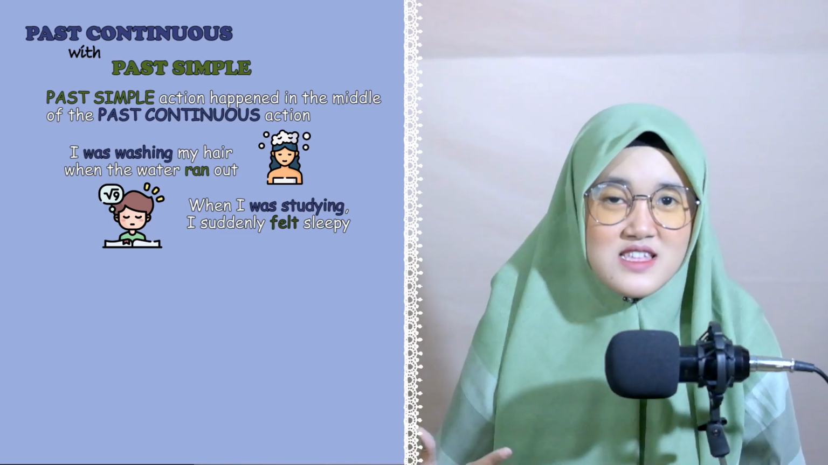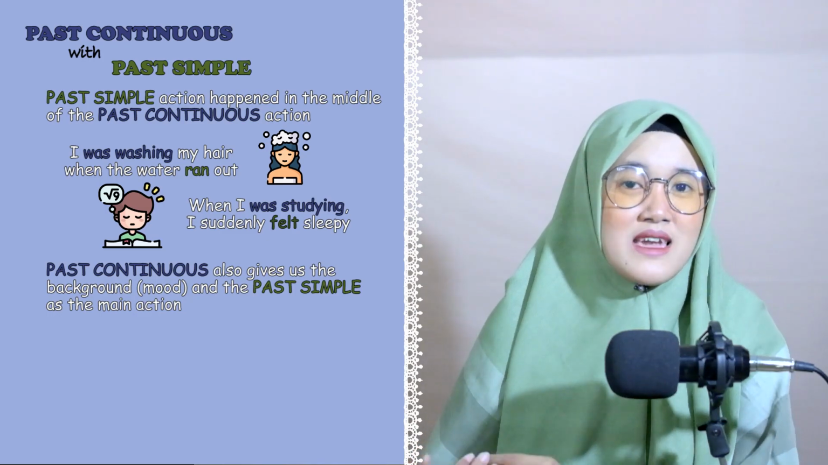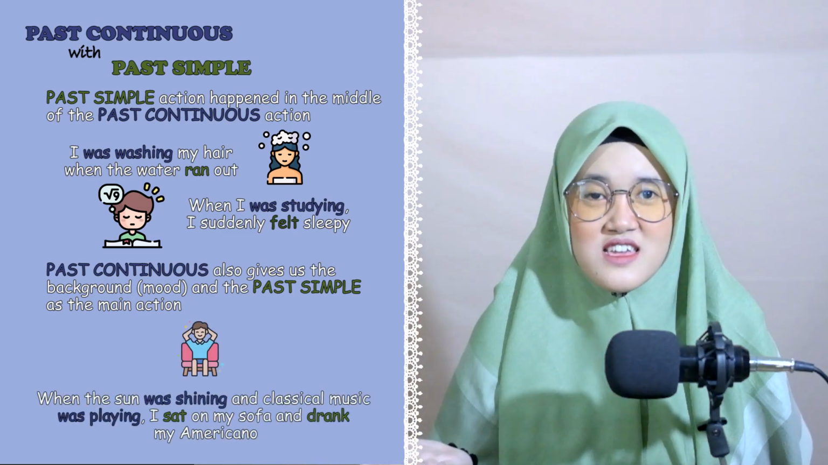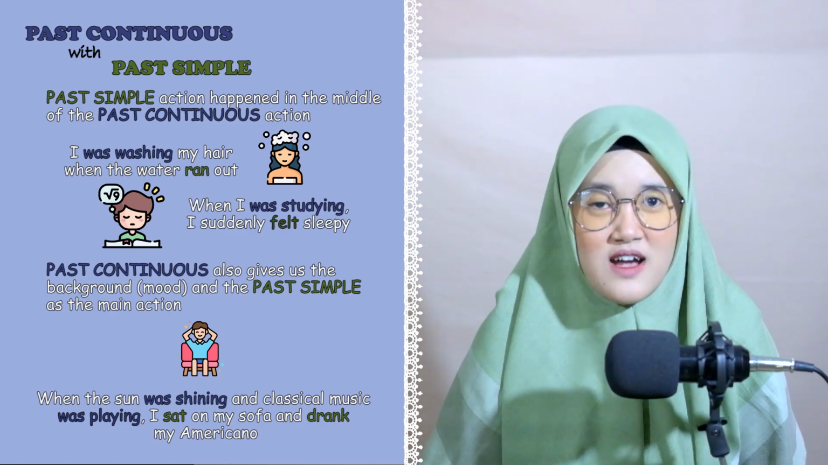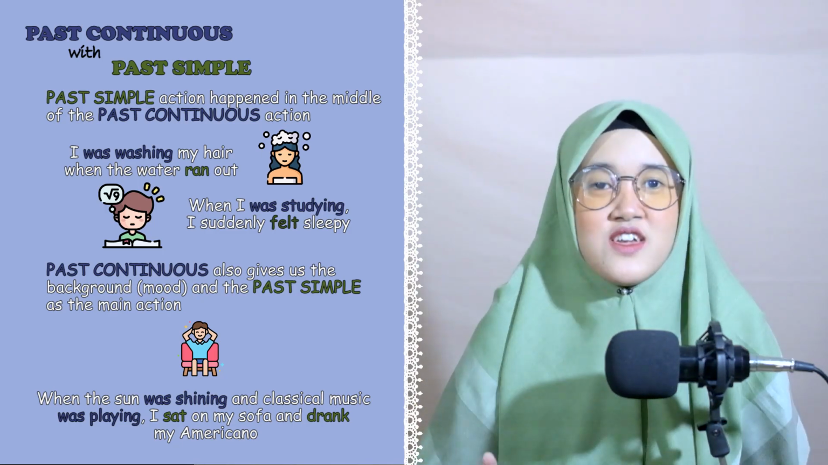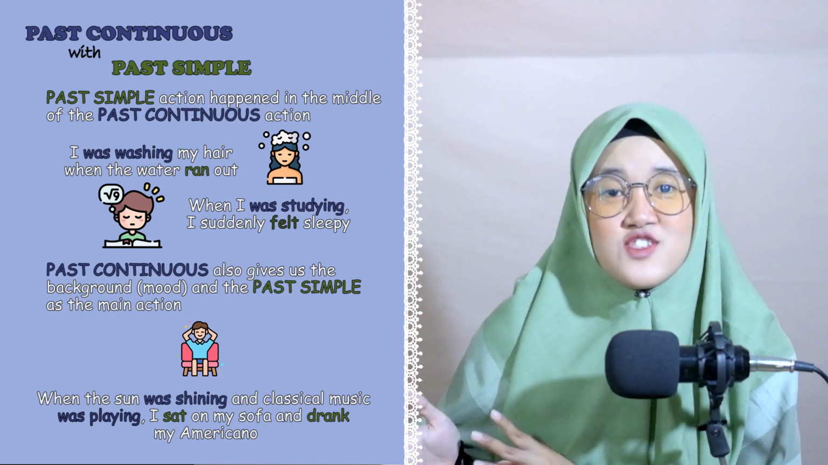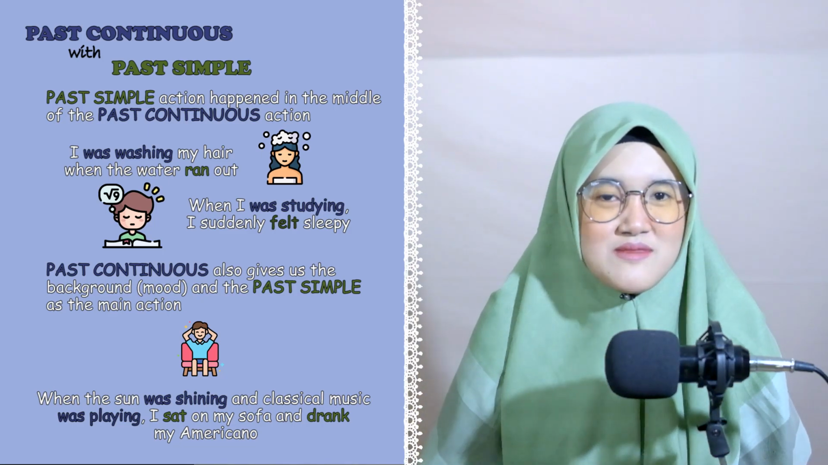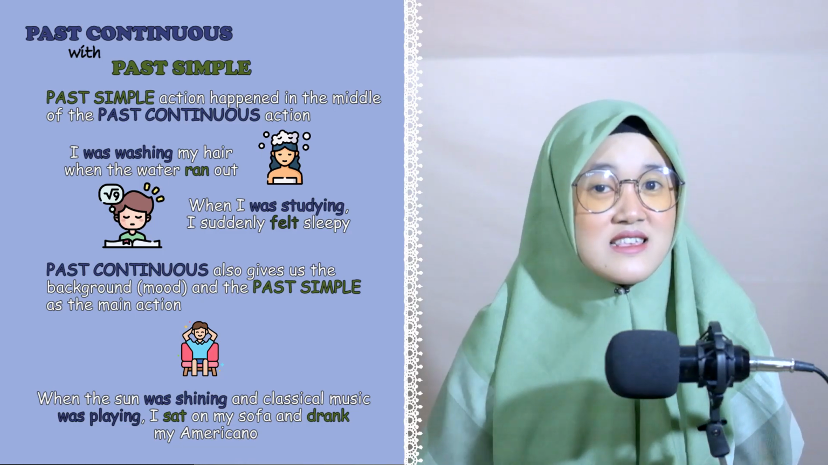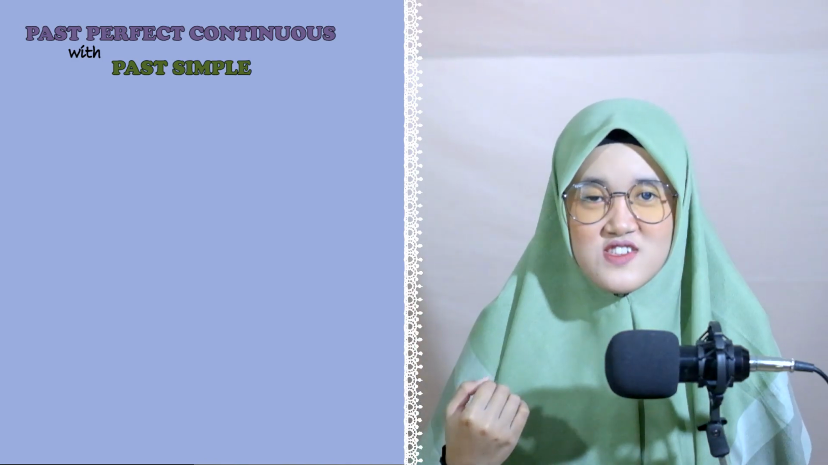Second, the past continuous also gives us the background and the past simple is the main action. When the sun was shining and classical music was playing, I sat on my sofa and drank my Americano. Here, the past continuous is giving us a mood. As you can see, there can be several things happening at the same time, and the past simple acts as the main action.